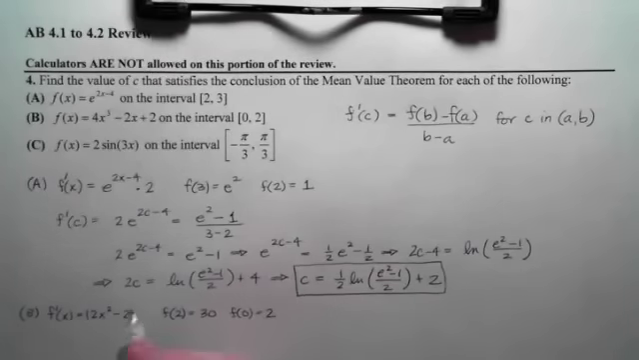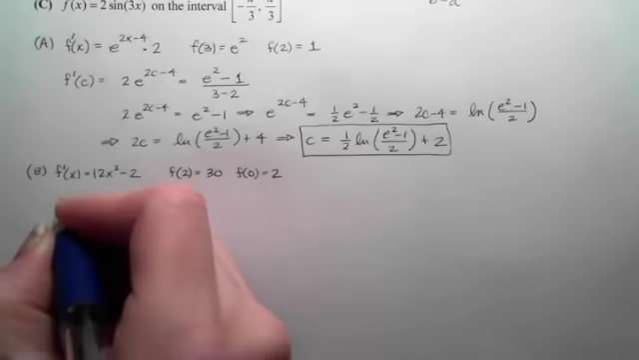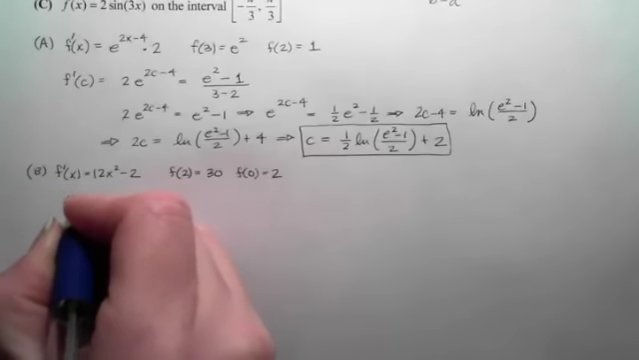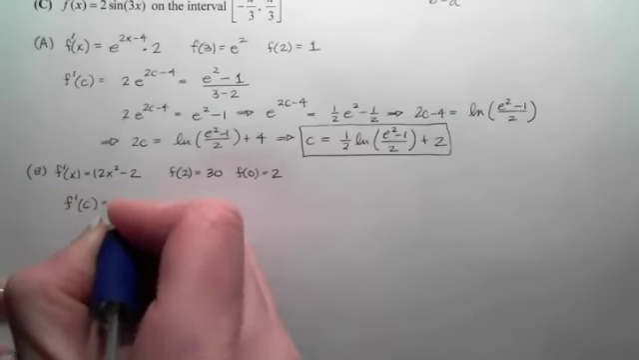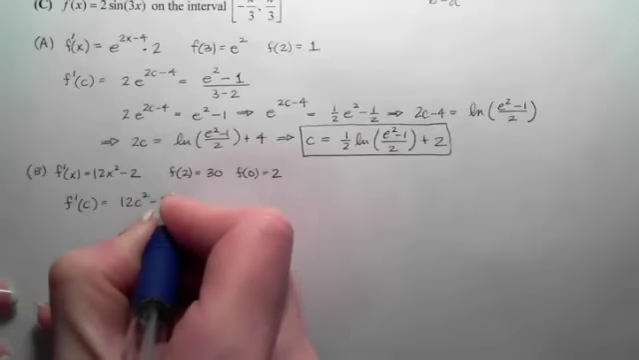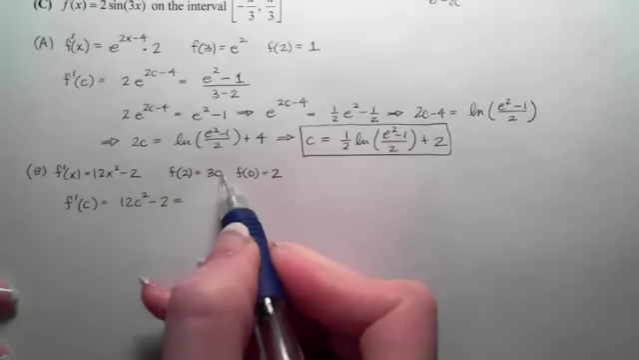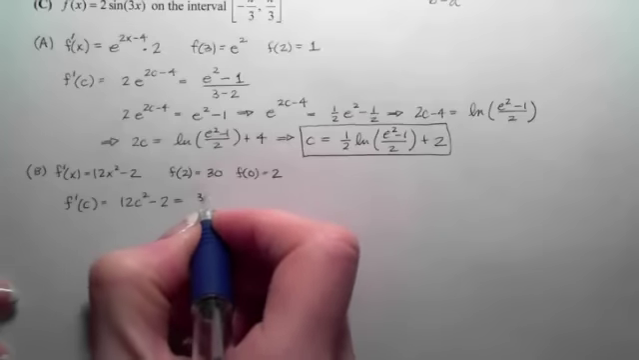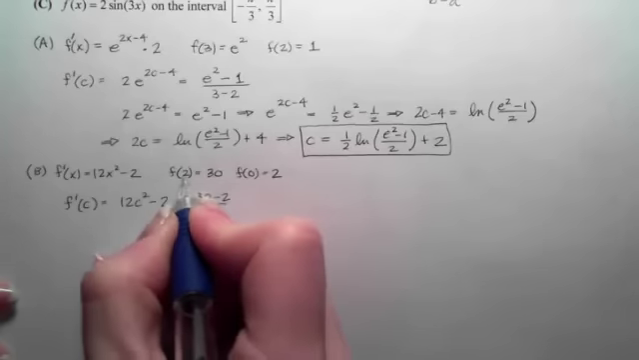So now that we have our derivative and our f of b, our f of a, we can set up our equation, which will be f prime of c, which is 12c squared minus 2, has to equal f of b minus f of a over b minus a.